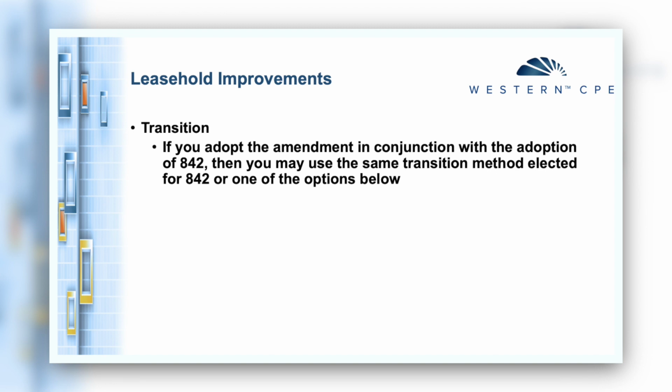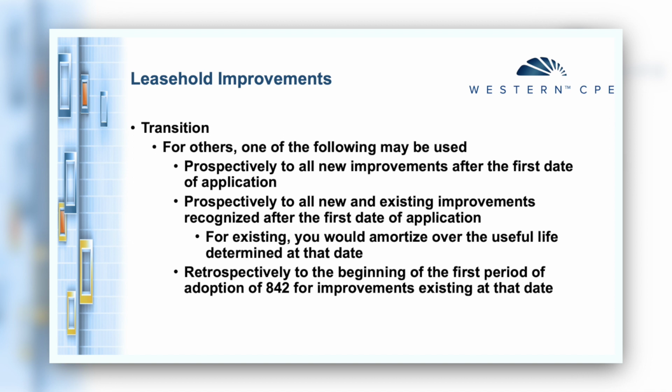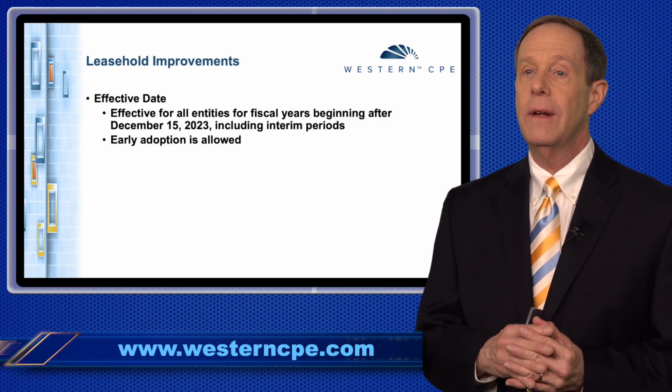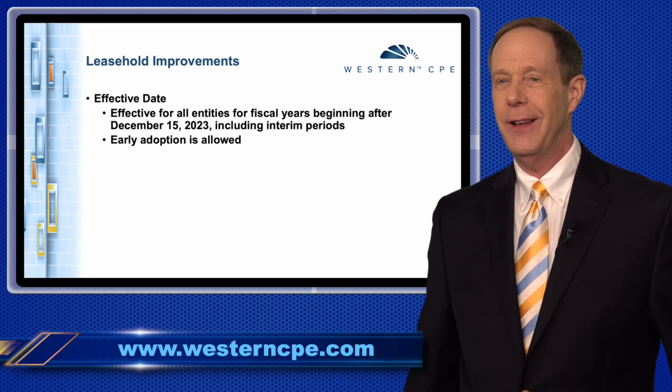Transition. If you adopt this amendment in conjunction with the adoption of 842, then you may use the same transition method elected for 842 or any of the options that I'm going to list next. Now for others, one of these three may be used. You can do it prospectively to all new improvements after the first date of application, prospectively to all new and existing improvements recognized after the first date of application. Now for existing, you would amortize that over the useful life determined at that date. And lastly, retrospectively to the beginning of the first period of adoption of 842 for improvements existing at that date. Effective date here, effective for all entities for fiscal years beginning after December 15th of 2023, including the interim periods, and early adoption is allowed.